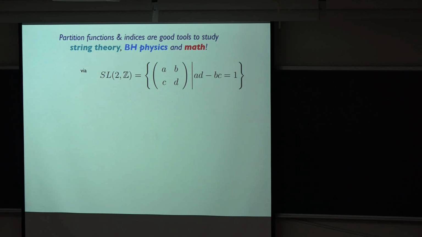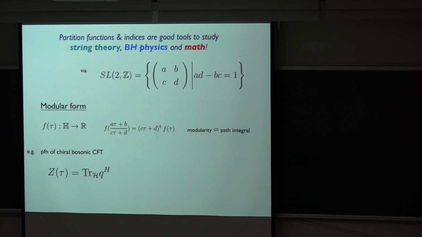So in string theory and black hole physics, and also mathematics. So let me give you an example. The simple example is a modular form, which is a holomorphic function on the upper half plane. And the modularity is actually ensured by the path integral formulation of the partition function. And the simplest example will be the partition function of the chiral boson, a bosonic string. So in a trace formalism, we can write down this form, and then the resultant quantity is written in terms of the modular discriminant delta.